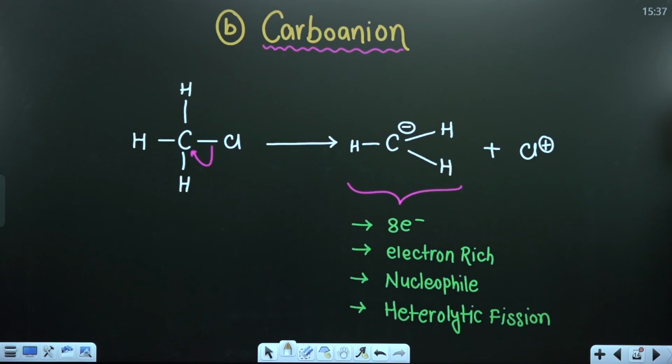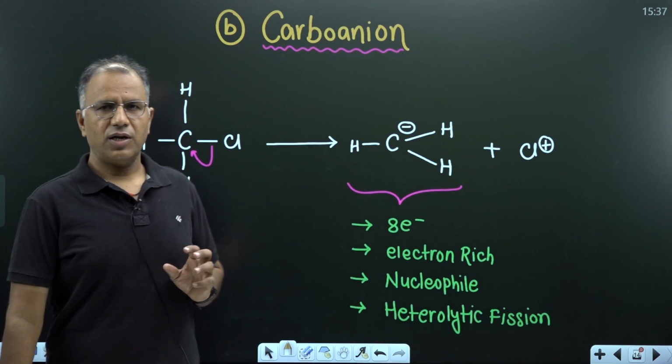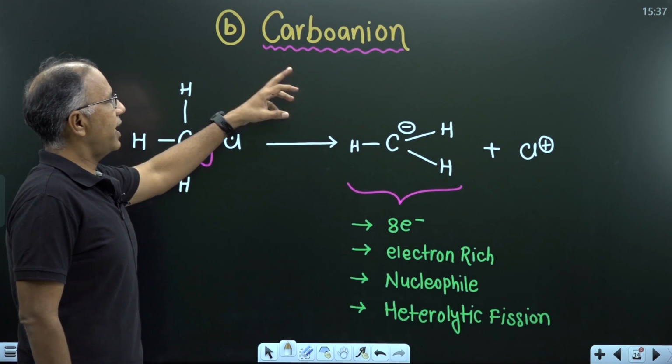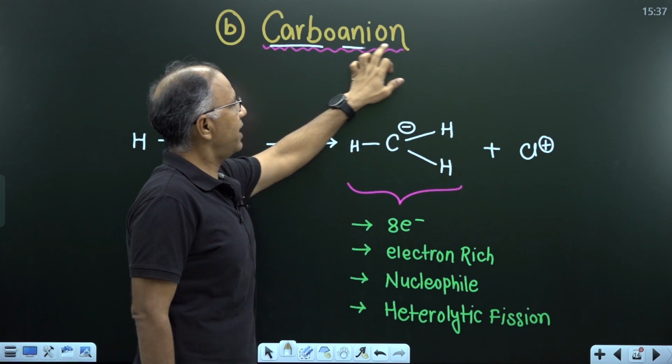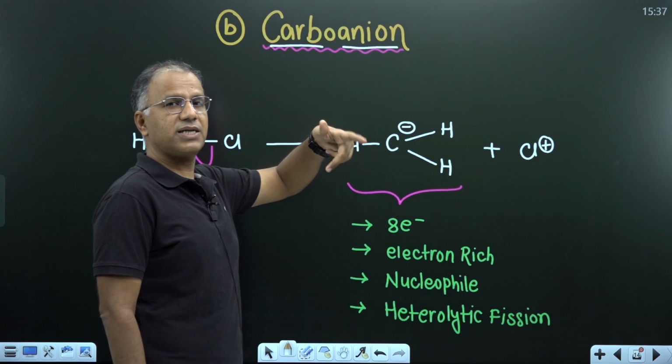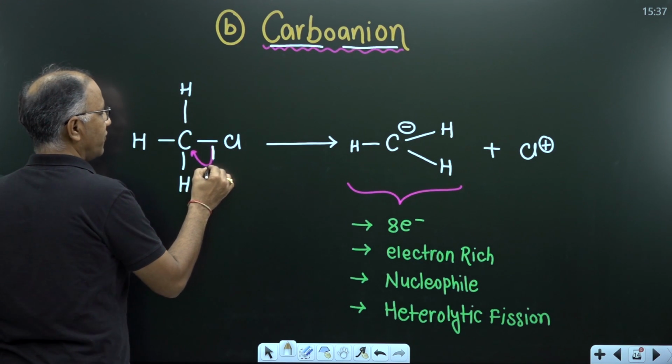Now let us discuss the second intermediate of the reaction. The second intermediate is carbanion. What is the meaning of carbanion? Carbon and anion: a negative charge on carbon is a carbanion. So let us assume both bond pairs shift toward chlorine.